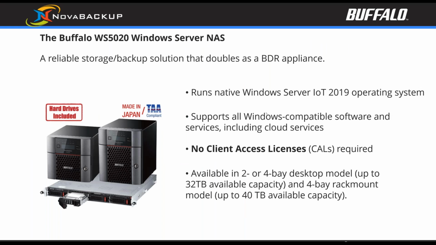Let's see. So Tim, if you want to go over a little bit of the things about the Buffalo NAS described here. Sure, absolutely. So this is our WS5020. It's a Windows Server NAS, and it runs native Windows Server IoT 2019 as the operating system. Windows Server IoT 2019 is a binary equivalent of the Windows Server 2019 operating system. It's been specially licensed to OEMs, but it contains every feature of Windows Server.